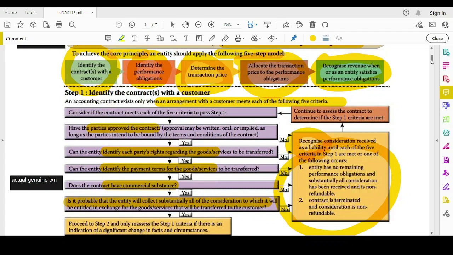The fourth condition is, does the contract have commercial substance? Commercial substance here would mean the genuineness of the transaction. For example, if I, being a customer, go to a shop and purchase an AC, there would be genuineness in the transaction. On the other hand, if a Raymond brand dealer A transfers shirts of similar quality to Raymond shop dealer B, then there is no actual commercial substance.